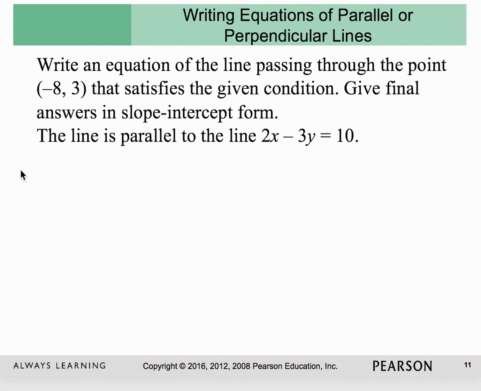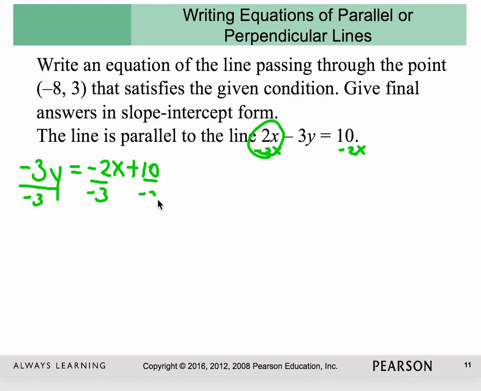So solve this for y. That means I'm going to subtract 2x from both sides, right? So that we would have negative 3y equals negative 2x plus 10. Divide everything by negative 3. So at this point, I know my slope is 2/3.